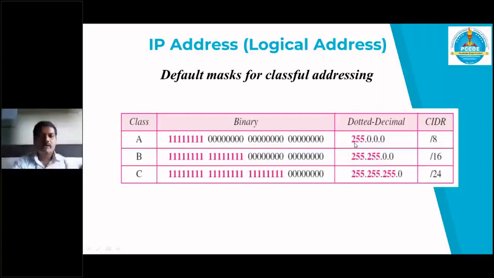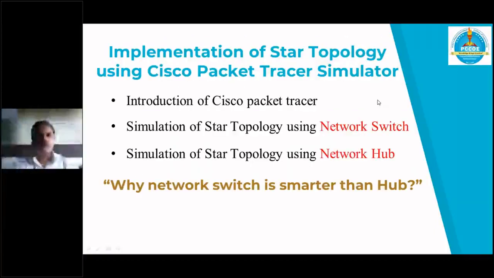Every time I cannot write 255.255.0.0 for class B. Instead, I can simply write /16 as the abbreviation, isn't it? And for class C, it is 255.255.255.0, which means a total of 24 ones, 3 octets are full. So that is why /24 will be the CIDR abbreviation. Got it? Now let us talk in detail about how to implement this.